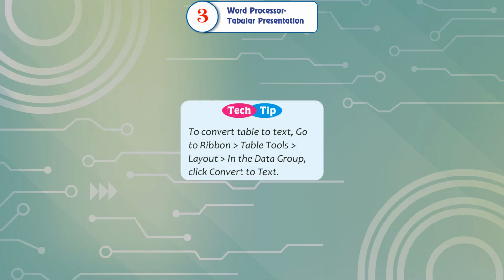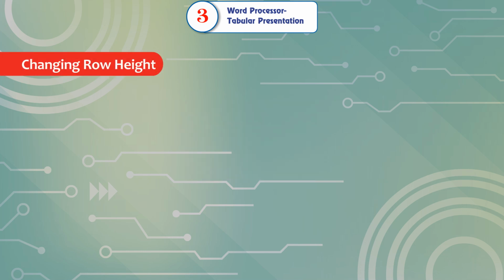Tech tip. To convert table to text, go to Ribbon, Table Tools Layout. In the Data group, click Convert to Text. Changing row height.